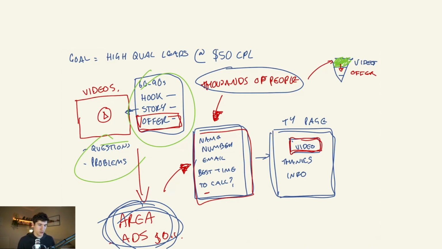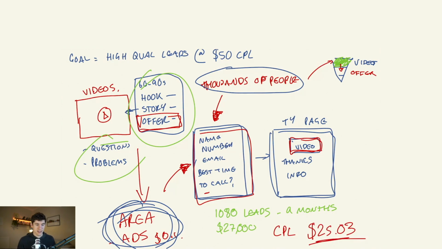Now what we were able to do here is generate 1,080 leads, and this is at the time of filming, this is still running, and it's been running for 9 months. We've spent $27,000 in total. I've got the numbers here, and the cost per lead is $25.03. So we had the target of $50 cost per lead, because that's what they were achieving before with a previous agency. And we were able to halve that by using the VOC method.